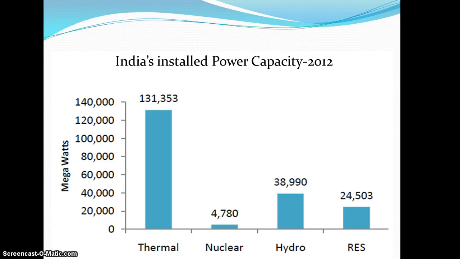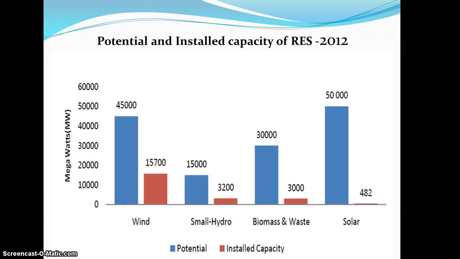This is the Indian installed power capacity. 70% of the energy is supplied by thermal, normally 10 to 12% by nuclear, 40% by hydro, and nearly 30% by renewable energy resources.